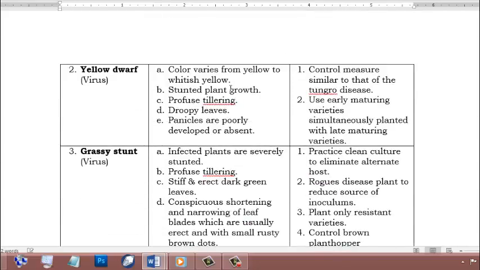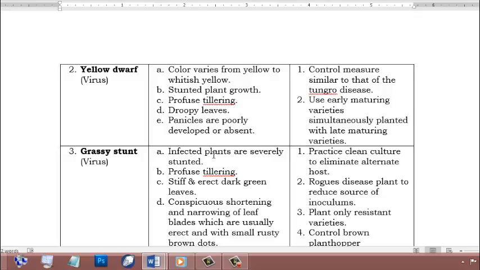Now, we have this yellow dwarf. Again, it is caused by a virus. Yellow dwarf and grassy stunt are caused by virus. Color varies from yellow to whitish yellow, with stunting. If your plant is affected by this yellow dwarf, even if you put more fertilizer, there's no effect. So there's a need to know the symptoms of this one, so we should spend less money. Control measures are similar to those of the tungro disease. Use early maturing varieties simultaneously planted with the late maturing variety. Sabay-sabay. Isabay natin sa late maturing.